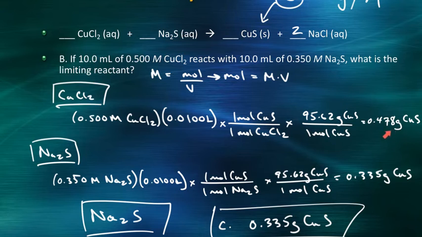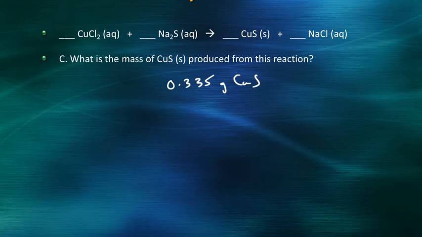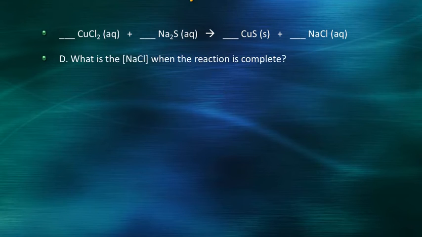Okay, we don't have enough stuff to make 0.478 grams, right? Going back to that brownie batter example. Okay, we just covered this on the previous slide. It should be 0.335 grams of CuS. Okay, so we're going to go ahead and make sure that's balanced. What is the NaCl concentration when the reaction is complete?